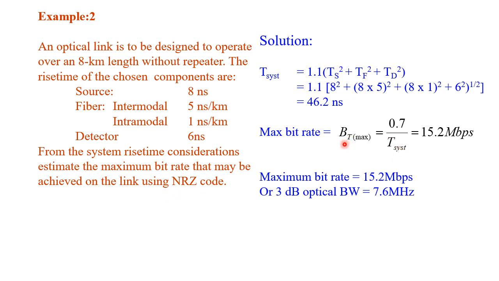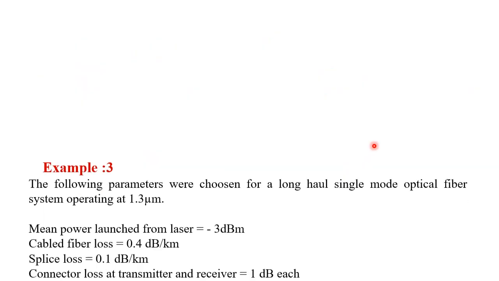So from that we can write what is the maximum bit rate required. So B·T is equal to 0.7 by T system. Therefore, by substituting this value, we will have 15.2 megabits per second. So this is the conclusion from this: a maximum bit rate of 15.2 megabits per second, or you can see a 3 dB optical bandwidth of 7.6 megahertz. So likewise, we can find out the maximum bit rate by using this.